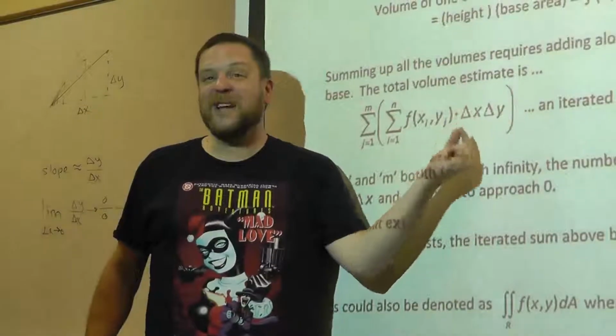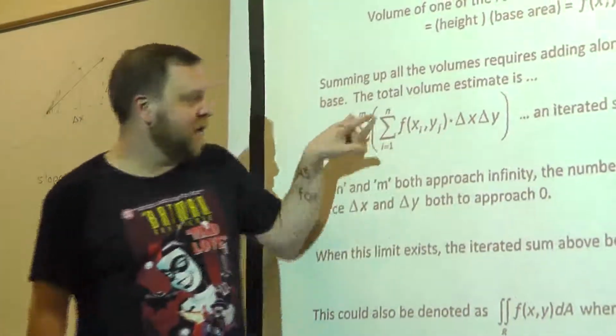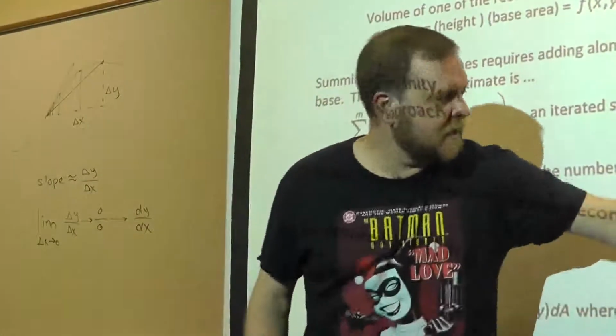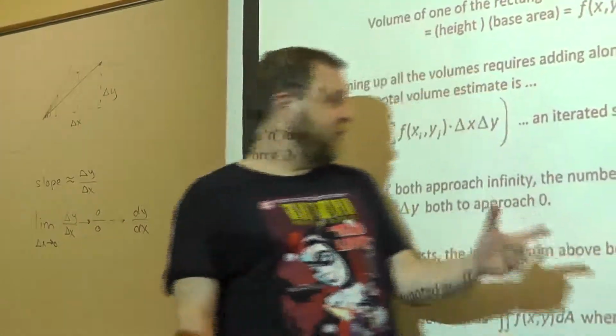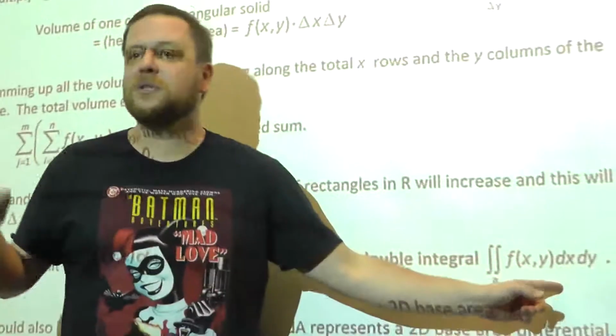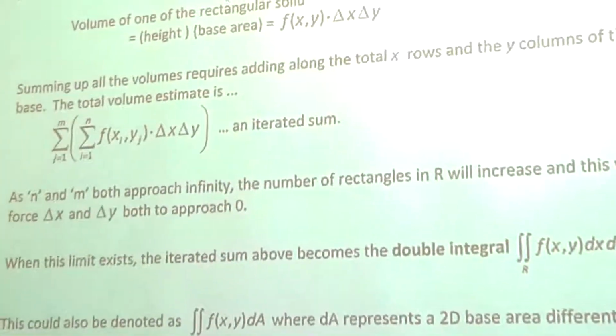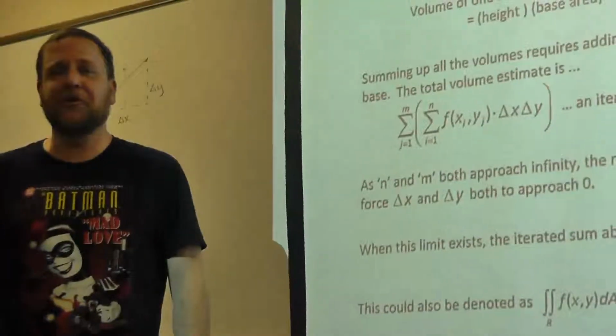Delta x and delta y are shrinking to 0 as we allow those two things to go to infinity. And in that process, your sigmas become double integral signs. Your function is still the integrand, but now it's a function of 2 variables. And your differentials delta x, delta y become the differentials dx, dy.